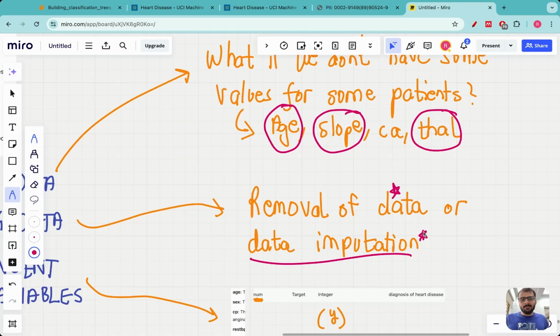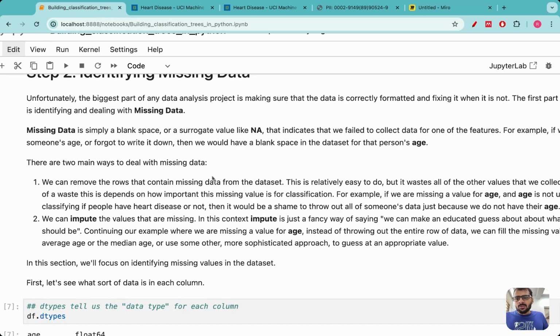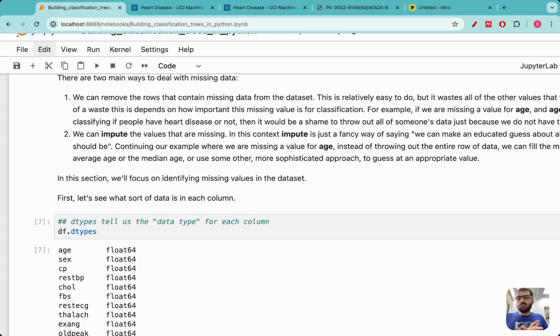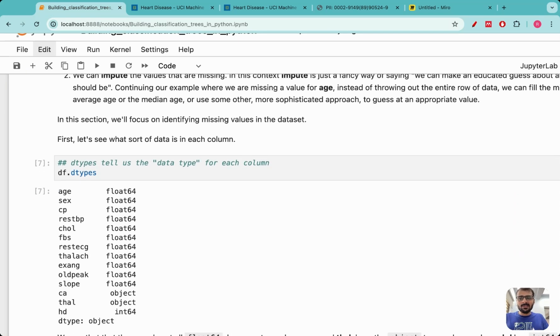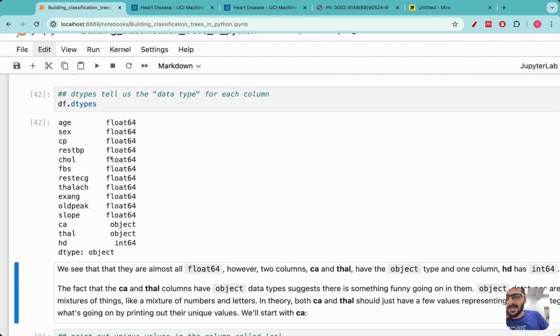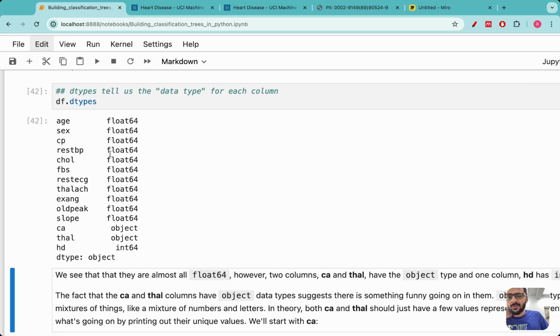That is called data imputation. So these two methods are there to deal with missing data. But as I said, first we have to identify the missing data itself. So let us look at our data frame and see the types of data. I'm going to run this command right now and you will see the types of data over here.